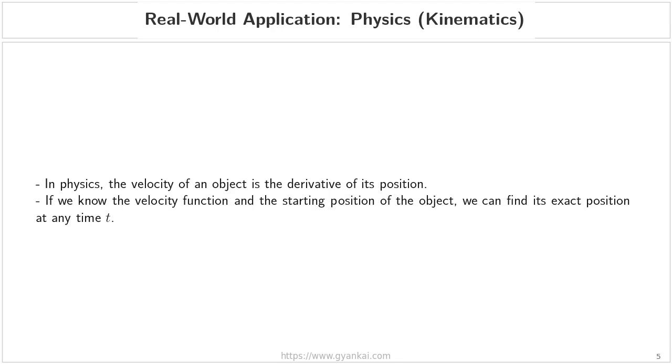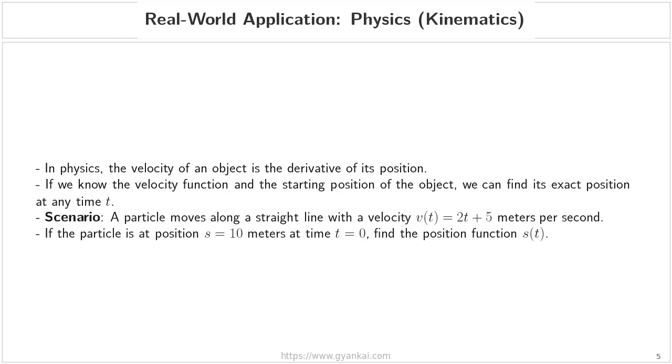Real-world application, physics kinematics. Now, in physics, a fundamental relationship exists between an object's position and its velocity. Remember that velocity is the rate of change of position with respect to time. Mathematically, this means velocity is the derivative of position. Conversely, position is the antiderivative, or the integral, of velocity. So, if we know the velocity function and the object's starting position, we can determine its position at any given time. Let's look at the scenario presented here.